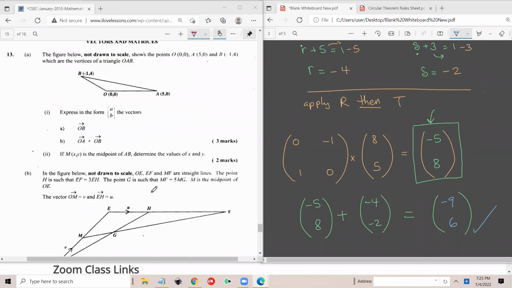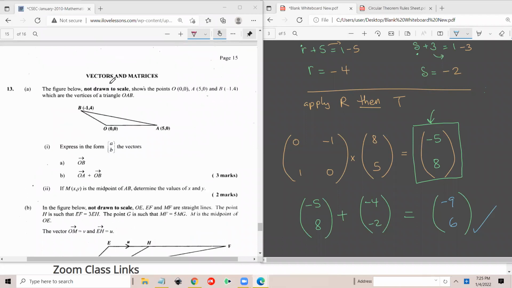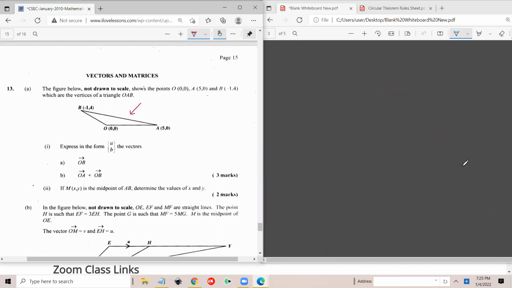Question 13 is vectors. I need for everyone to draw this diagram. Don't draw it too small, right? Draw it a little sizable in your books. Take about 20 seconds and we'll get started on the question. So let me start drawing it in the meantime.